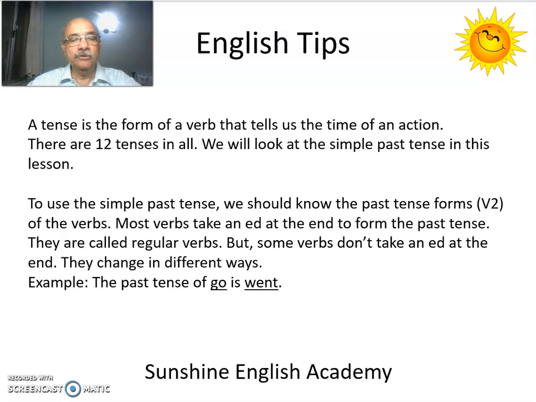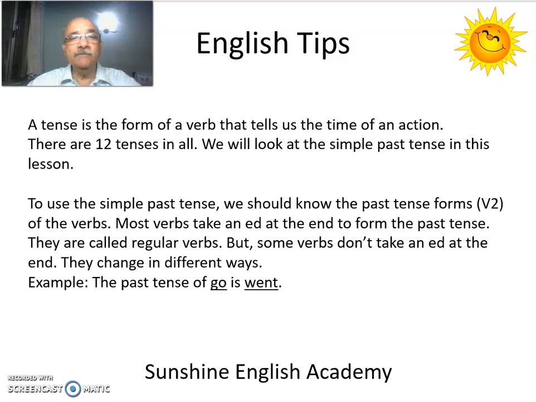So, for example, if our verb is go, then in the present tense, the form of the verb is go. In the past tense, it is went. In the perfect tense, it is gone. And in the continuous tense, it is going. So when we come across the word went, we know that it is the past tense.